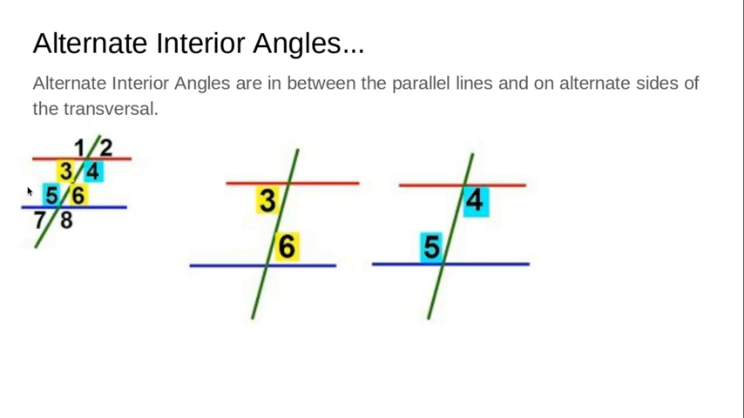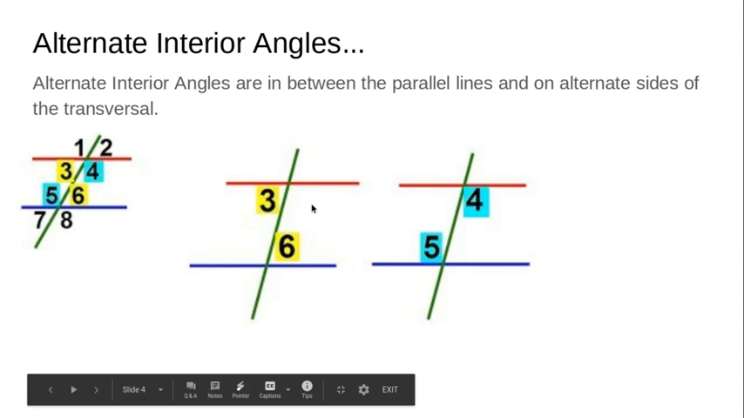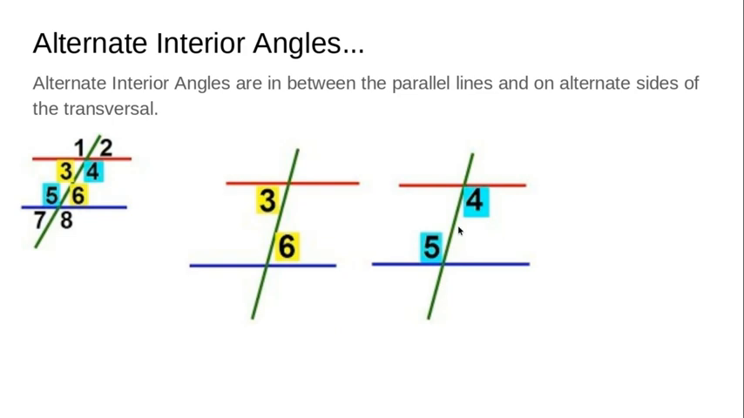So over here on the left is just the diagram with the 8 different angles named. And then here, 3 and 6 is a pair of alternate interior angles, and 4 and 5 is a pair of alternate interior angles. They are in between the parallel lines because they're interior, and they are on alternate sides of the transversal. Remember, alternate means different. So 3 is on the left, 6 is on the right. 5 is on the left, 4 is on the right. So in between and on different sides, alternate interior. Alternate interior angles are congruent, so they have the same measure as one another.